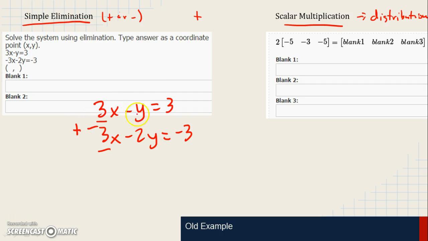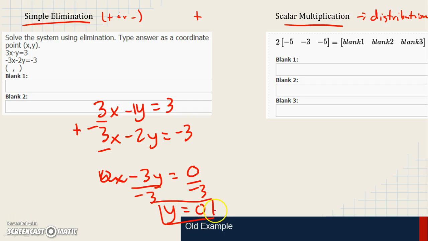So we're going to go ahead and add the equations together. 3 plus a negative 3 is 0x, and then negative y, which is the same thing as negative 1y, plus negative 2y is a negative 3y, and then 3 plus a negative 3 is 0. 0x is just 0, which we know because that variable has been eliminated, and now we can just solve for the remaining variable. We're going to divide by the number that's being multiplied to y using inverse operations, and y equals 0 divided by negative 3, which is just 0.